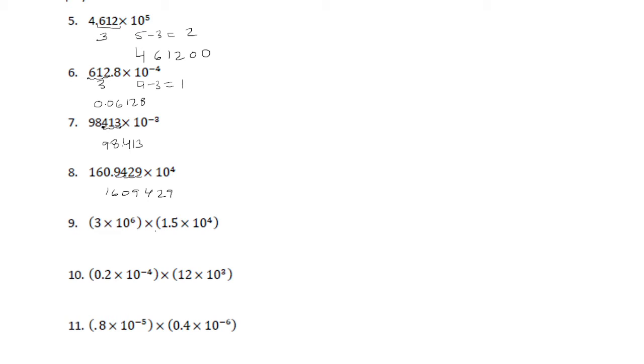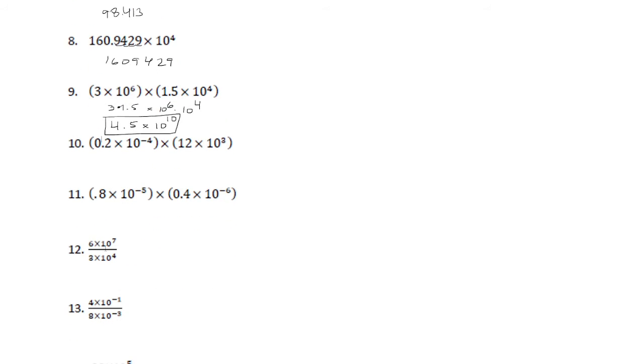For 9, we want to multiply 3 with 1.5. And then 10 to the 6th with 10 to the 4th. 3 times 1.5 is 4.5. And then 10 to the 6th times 10 to the 4th is 10 to the 10th. That's our answer. Same thing with 10. Multiply first 0.2 with 12, and then multiply 10 to the negative 4 with 10 cubed. So 0.2 times 12 is 2.4. 10 to the negative 4 times 10 cubed is 10 to the negative 1. So this is our answer.